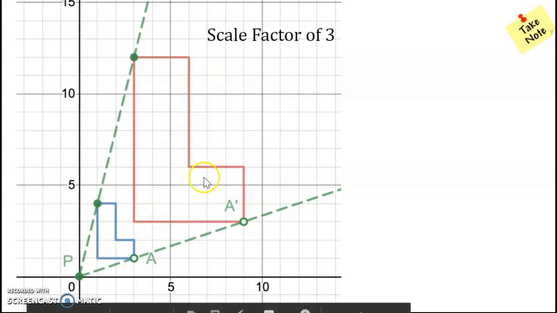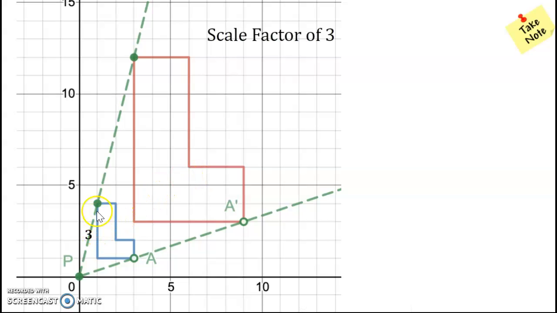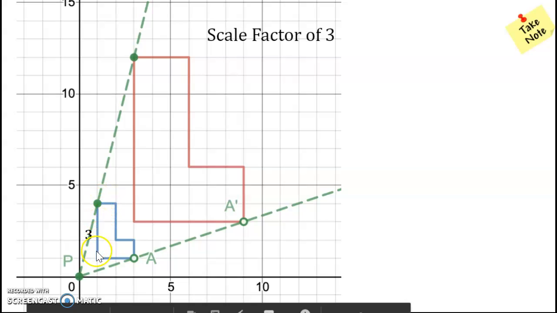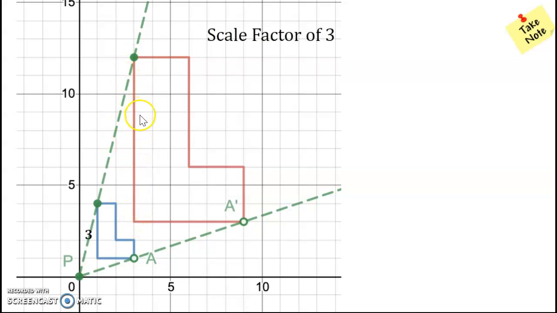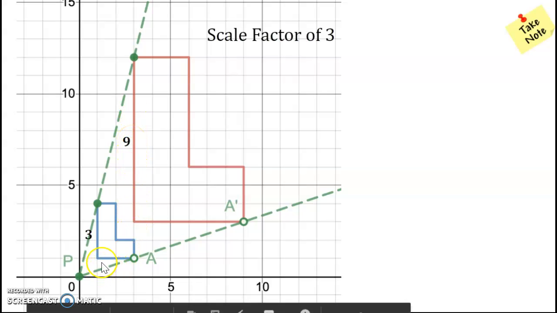What does that mean? It means look at all the side lengths. This side was 1, 2, 3 units. It corresponds to this left side on the red image, and if I counted, there were 9. If I look at this base, there was 2 here and then 6 units across here. And if I did all the corresponding sides, this was 1 unit here, 3 units here, 2 units, 6 units, 1 unit, 3 units.